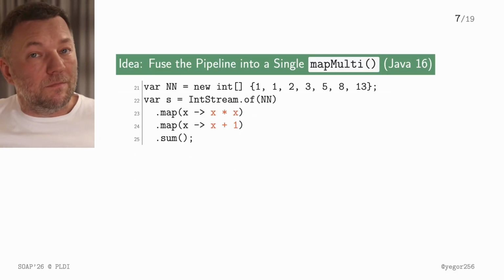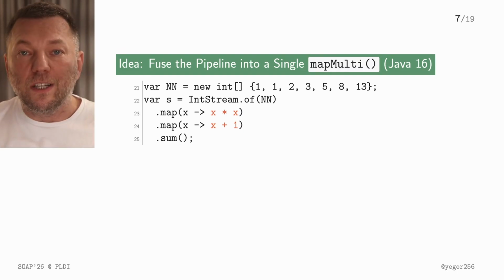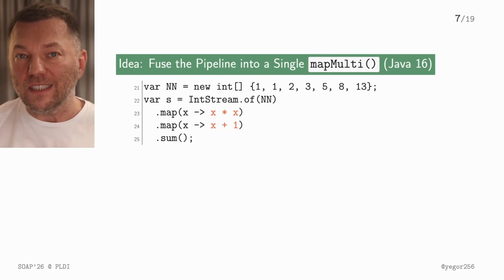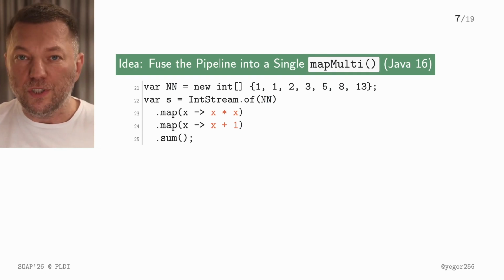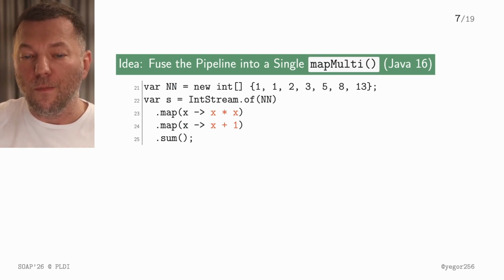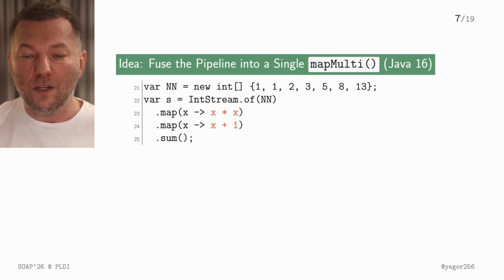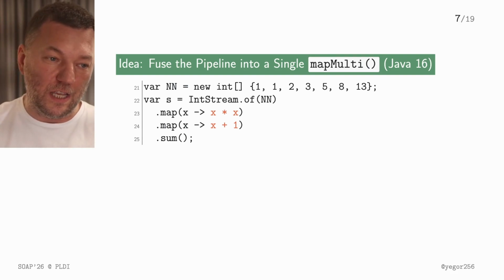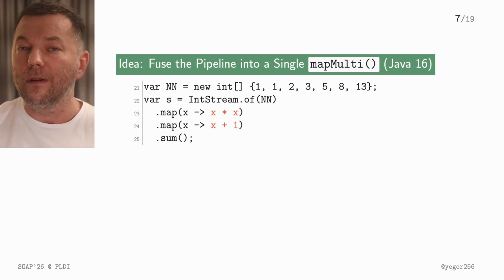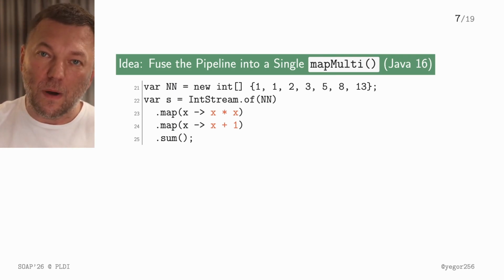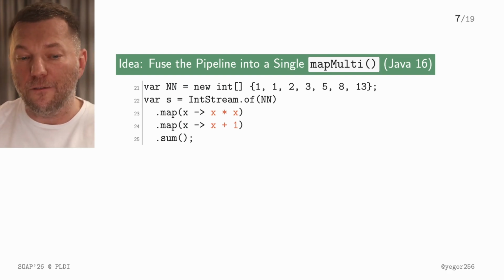So what we decided to try to do with that: we found out that in Java 16, just a few years ago, a new operation was introduced, which is called mapMulti. mapMulti is something that may be used instead of some previously existing stream operations, like map and filter.